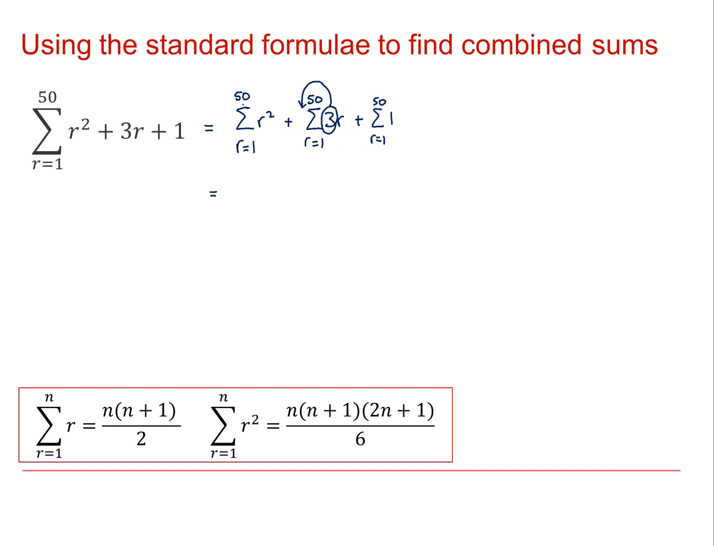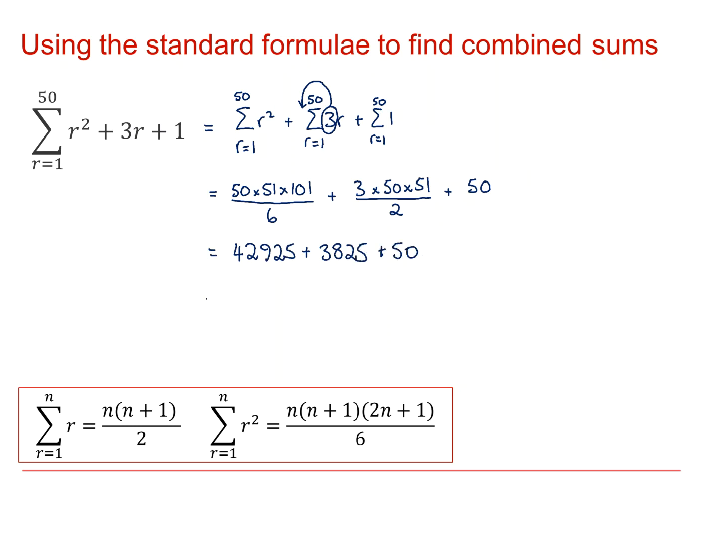Now, using my formulae with n equals 50, the sum for r squared is going to be 50 times 51 times 101 all over 6. And then I've got 3 times the sum for r, so that's 3 times 50 times 51 all over 2, plus 50. That's 42,925 plus 3,825 plus 50, which comes out to be 46,800.